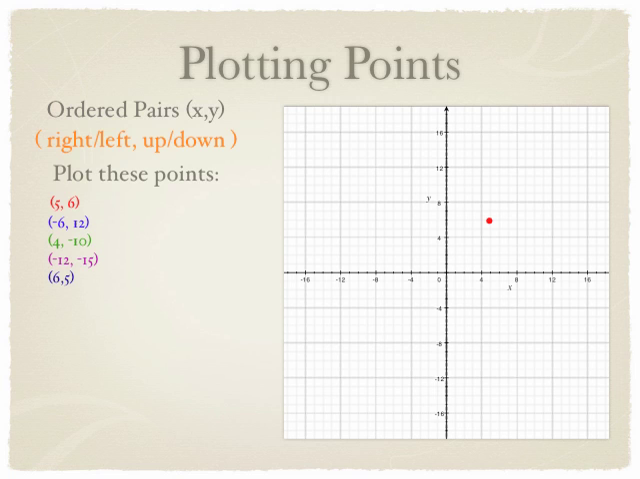For the blue point, I have -6, so instead of going to the right 6, I'm going to go to the left 6 and then up 12. For the point (4, -10), I go to the right 4 and then down 10. Over 4, down 10, since I have -10. For (-12, -15), I go to the left 12 and then I go down 15. So that gives me my purple point down there. For the point (6, 5), it's over 6, up 5.